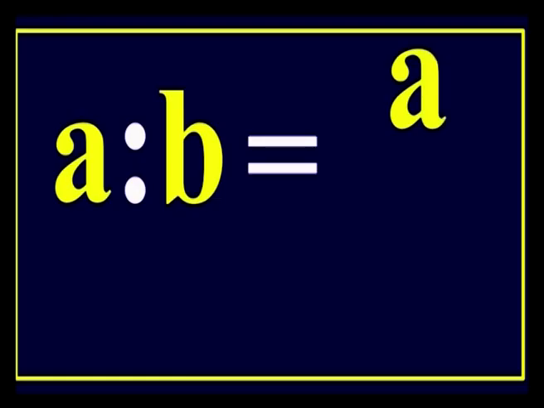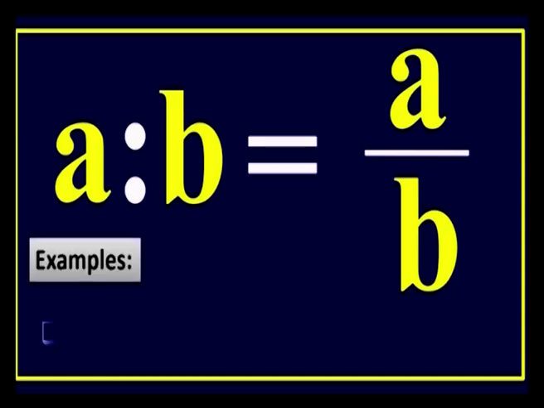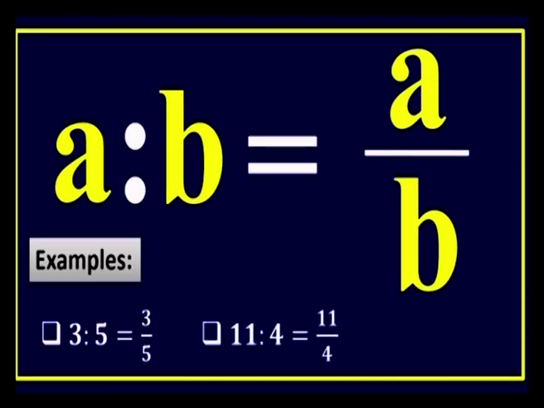Also children, it is very important to note that the ratio A is to B is written as A divided by B. Let us take a few examples. I can write 3:5 as 3 by 5, whereas 11:4 I can write as 11 by 4. In the ratio 3:5, 3 is the antecedent and 5 is the consequent. Similarly, in the ratio 11:4, 11 is the antecedent and 4 is the consequent.